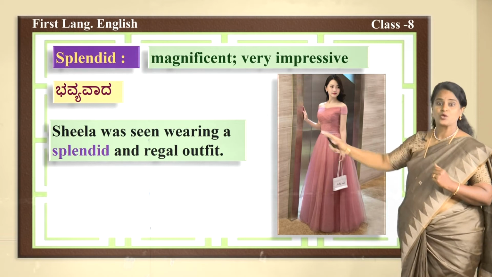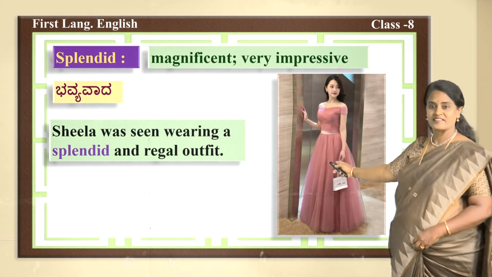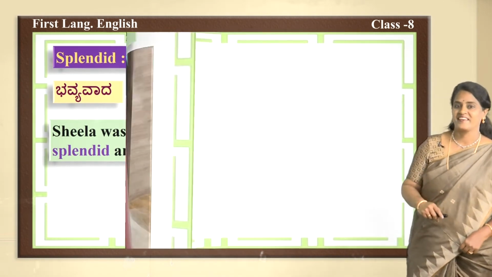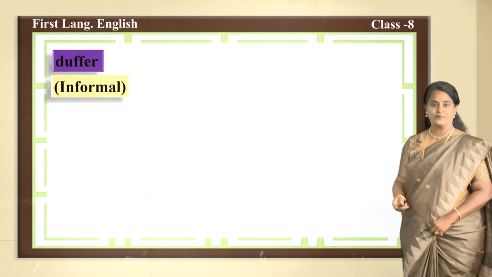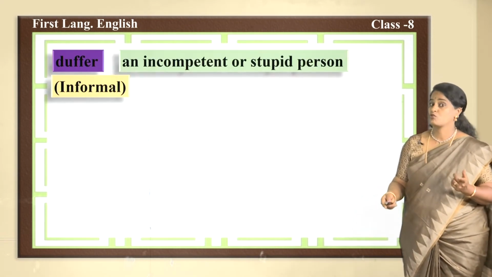Sheila was seen wearing a splendid and regal outfit. Look at her attire. Looks splendid, is it not? And the next word is duffer. It's used informally, right? To scold someone.